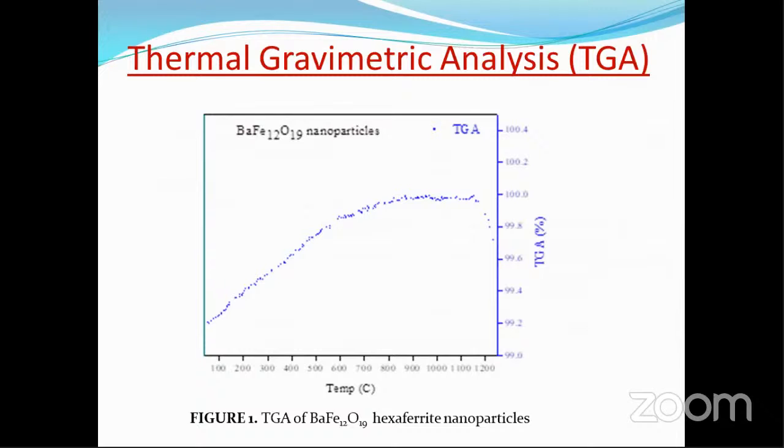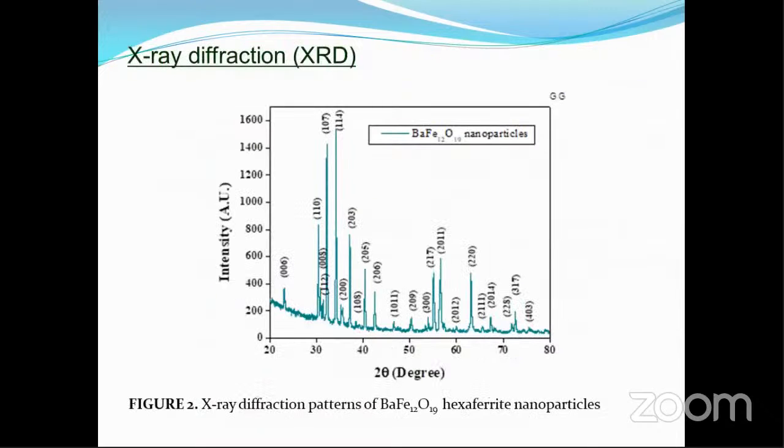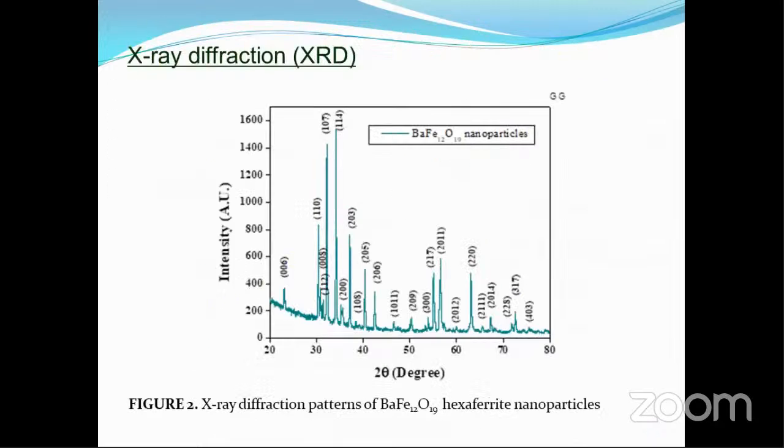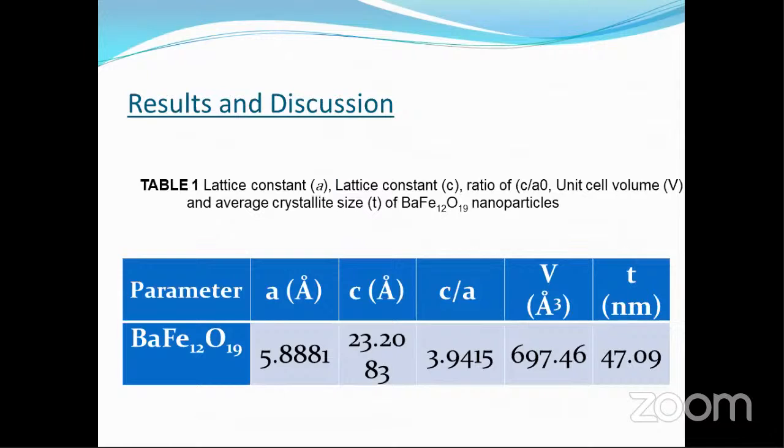Then the second characterization technique we use is XRD. The X-ray diffraction analysis revealed that all the diffraction peaks seen in the XRD pattern are well matched with the standard pattern of pure barium hexaferrite, JCPDS card number 84-0757. Various structural parameters like lattice constant, c/a ratio, unit cell volume, and average crystallite size T will be calculated and presented in the given table.